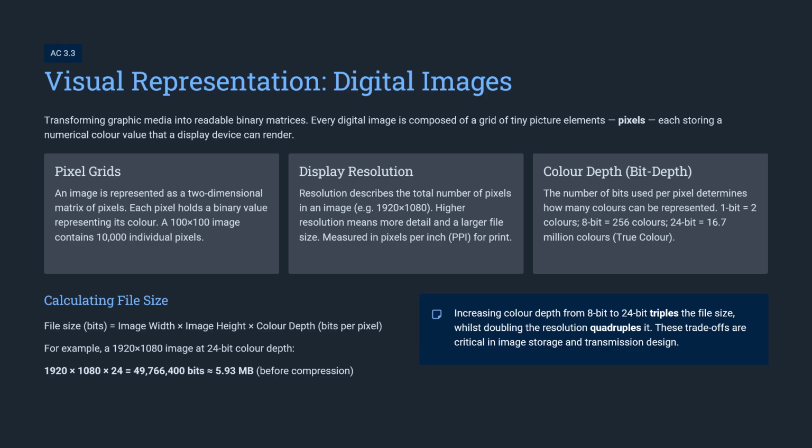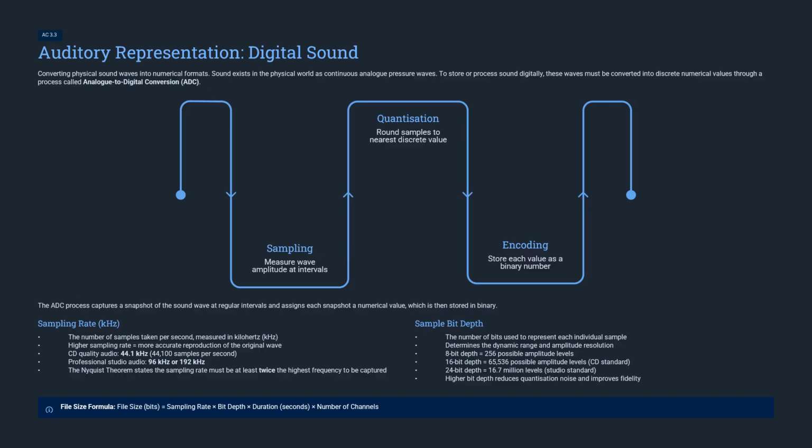Next, let's look at how digital images are represented in a computer. These slides explain how digital images are represented. Every image is made up of tiny pixels. Image resolution determines the level of detail, while color depth determines how many colors an image can display. Higher resolution and color depth improve image quality, but they also increase the file size.